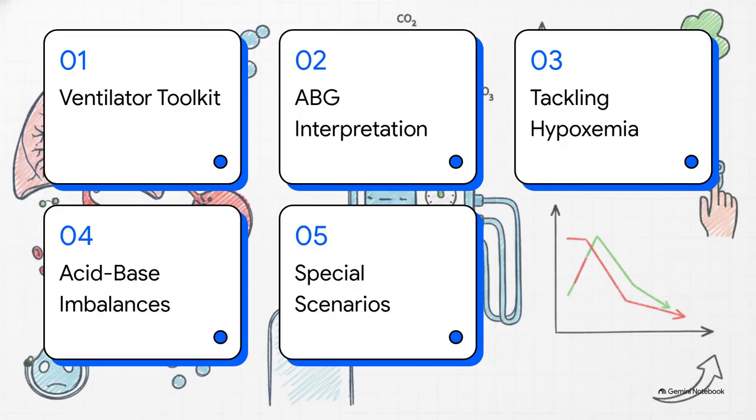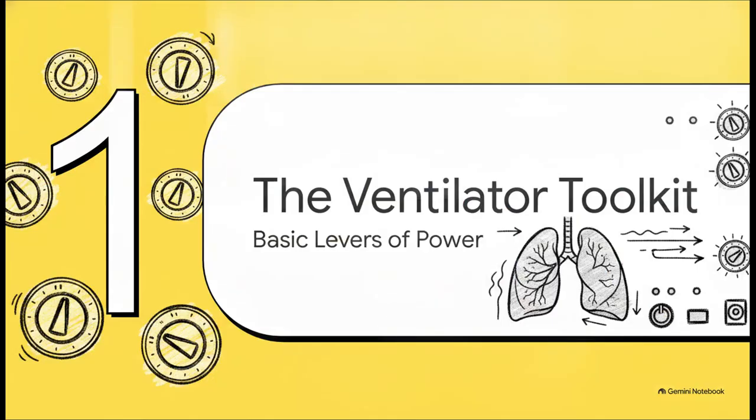To get you comfortable with that power, we're following a clear, clinical mastery arc today. 1. The ventilator toolkit. 2. Systematic ABG interpretation. 3. Tackling hypoxemia. 4. Correcting acid-base imbalances. And 5. Special clinical scenarios. Starting with Section 1, the ventilator toolkit.